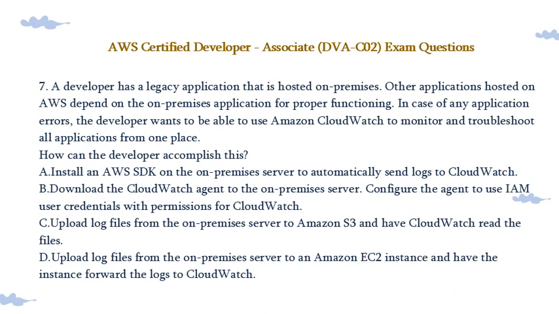A. Install an AWS SDK on the on-premises server to automatically send logs to CloudWatch. B. Download the CloudWatch agent to the on-premises server. Configure the agent to use IAM user credentials with permissions for CloudWatch. C. Upload log files from the on-premises server to Amazon S3 and have CloudWatch read the files. D. Upload log files from the on-premises server to an Amazon EC2 instance and have the instance forward the logs to CloudWatch.